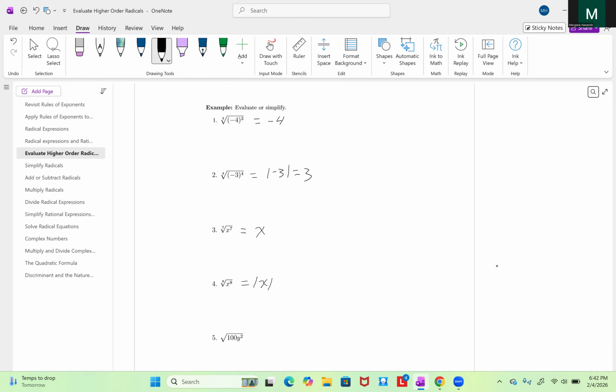Square root of 100 y squared. The square root of 100 is 10. And the index is 2. So this evaluates into 10 times the absolute value of y.